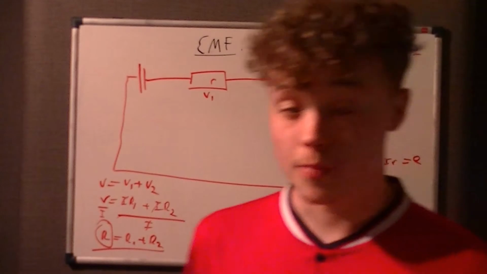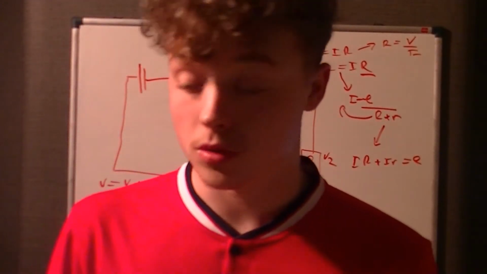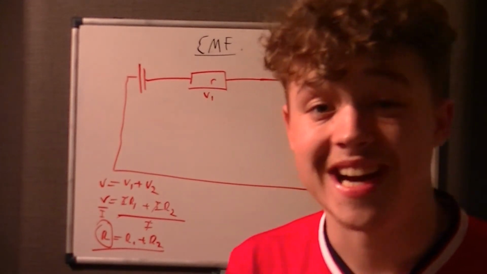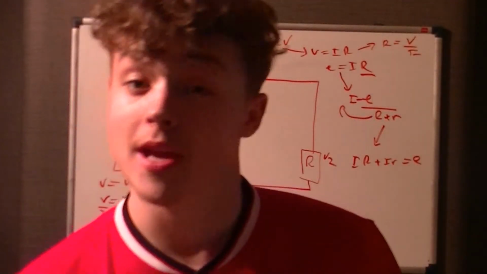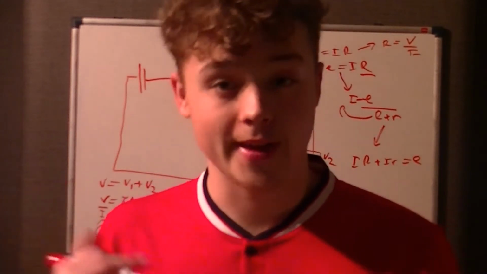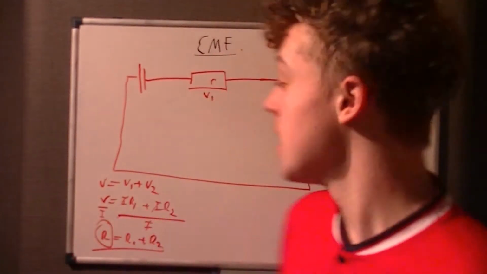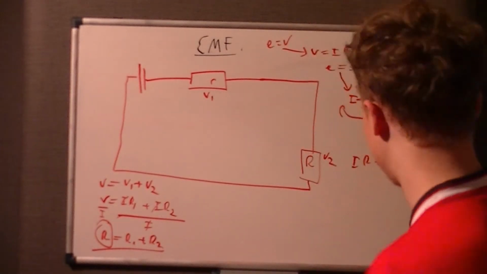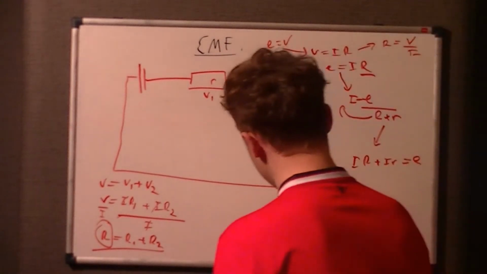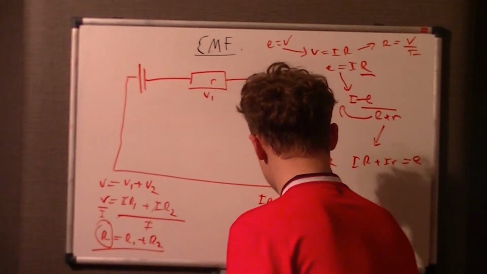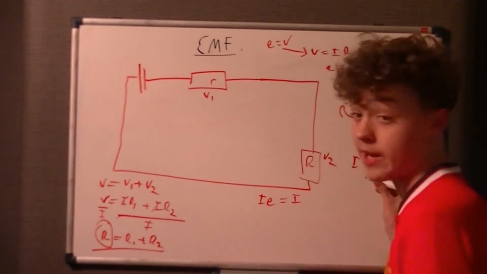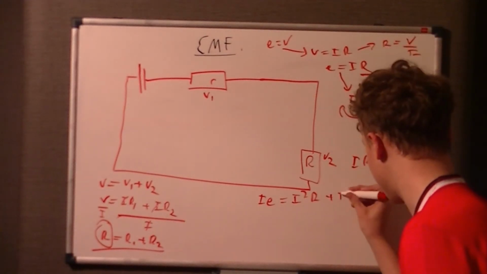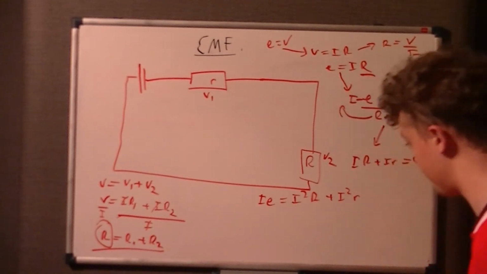To get the power, because power is equal to IV, we can multiply the whole equation by I, because E is equal to V. So if we multiply by I, we get IV at the start, which is the same as IE. So we have to multiply the rest of the equation by I, and that gives us the power of the circuit. So let's do that. IE equals I squared R plus I squared little r.